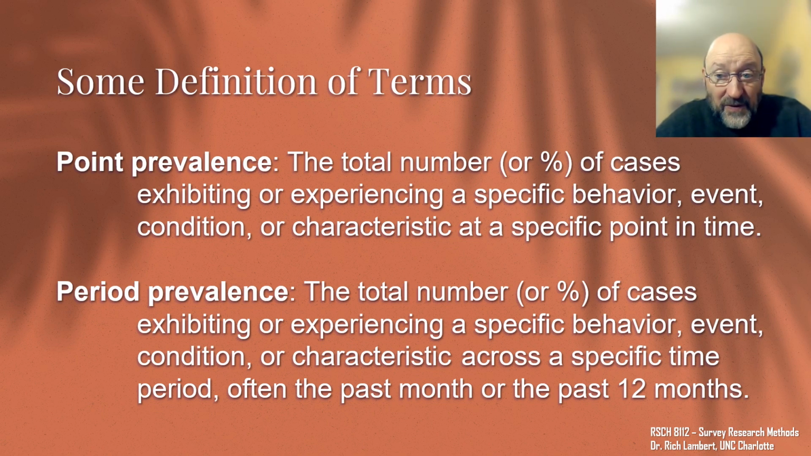Period prevalence is a similar kind of statistic, but notice the subtle wording differences here. The total number or percent of cases exhibiting or experiencing a specific behavior, event, condition, or characteristic across a specific time period, often say something like during the last month or during the past 12 months. And so if you're interested in what percentage of people would say a certain thing at this moment in time, that's a point prevalence statistic, and that has implications for how you ask a question. If you're interested in how many people would report a certain type of answer over the last year, over the last month, then that has other implications for how you design and present the question.